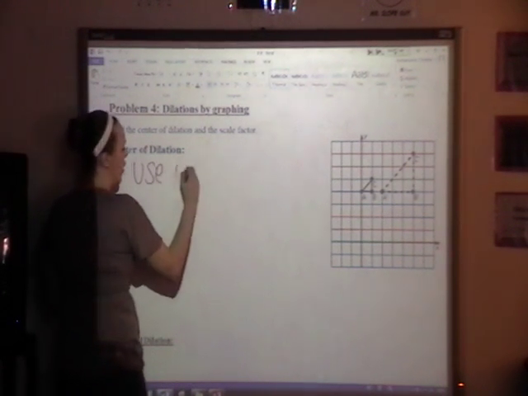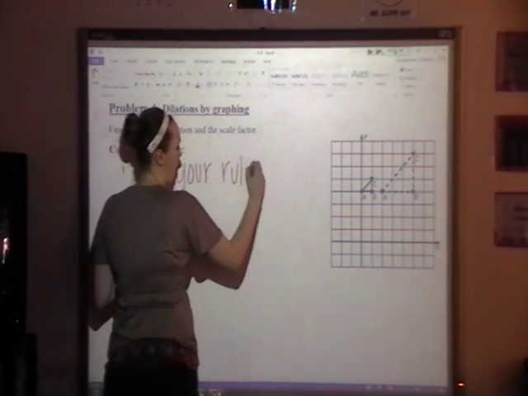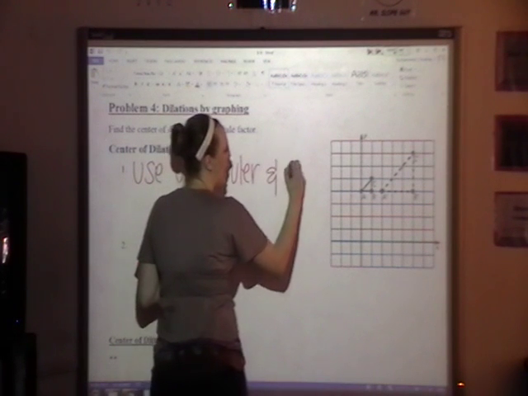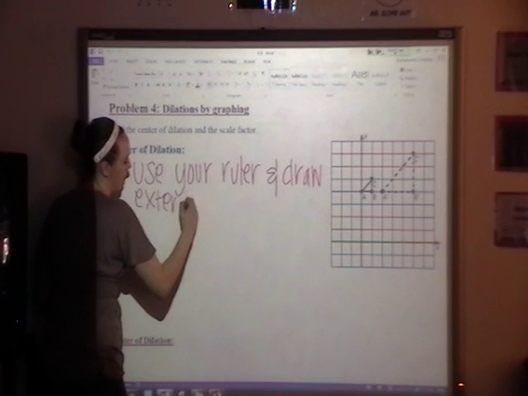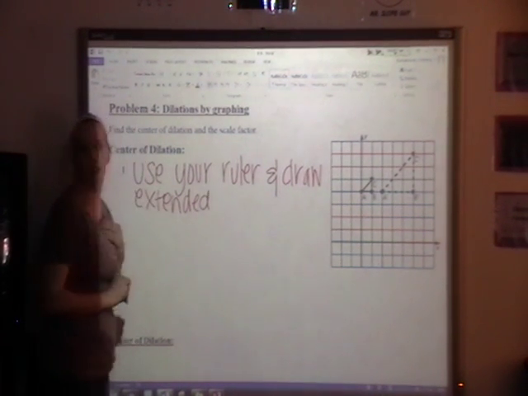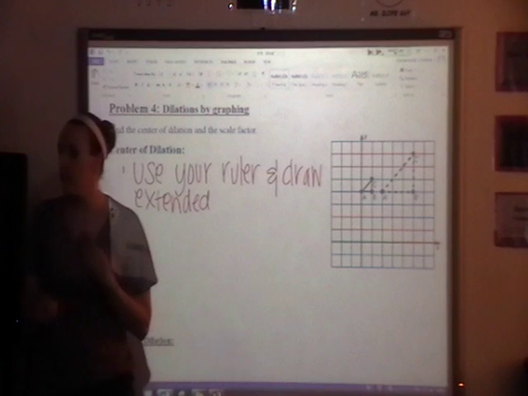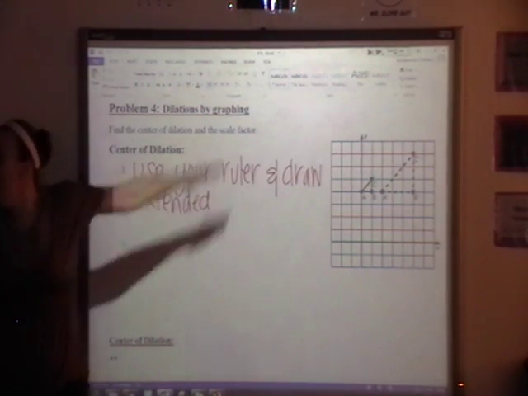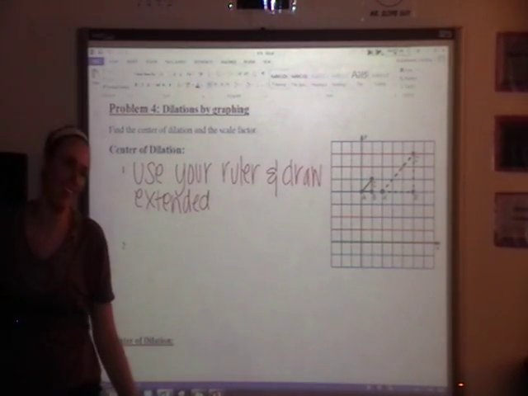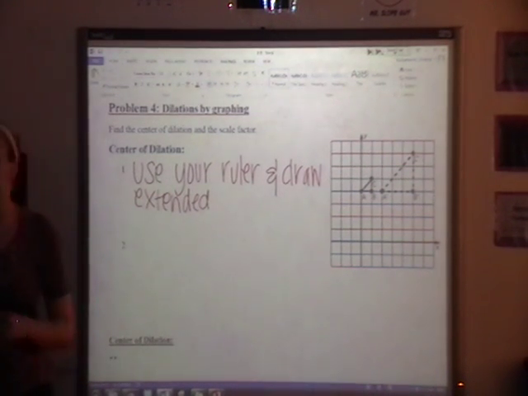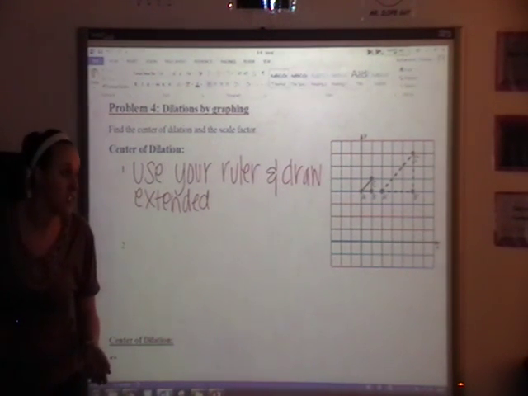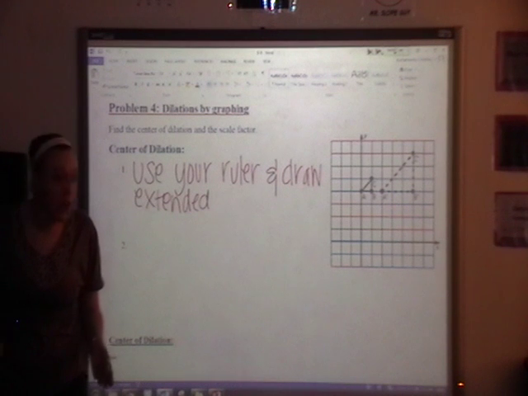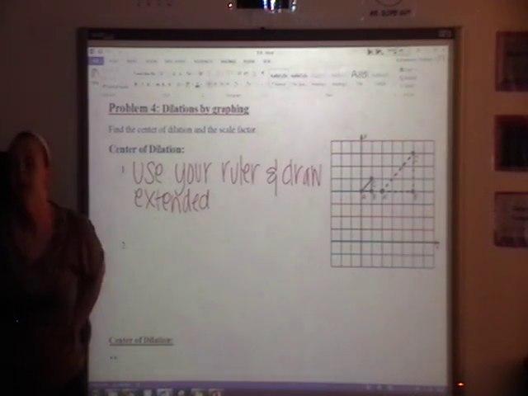You're going to use your ruler and draw extended. What does the word extended mean? It goes on, it extends past, it keeps going. It goes on forever. Don't stop between points. Stop on the paper, of course, but we're not connecting the dots. This isn't second grade where you connected the dots and made a dinosaur. Good for you. I know you're a little sad because those are pretty awesome, but we're not doing that.